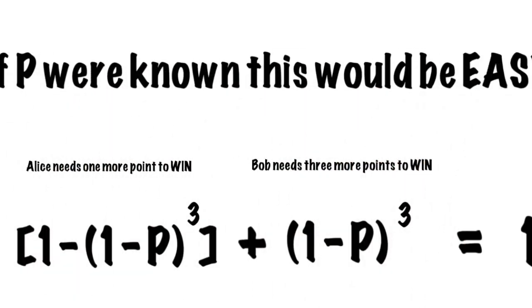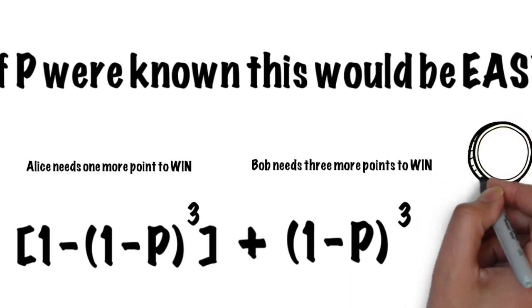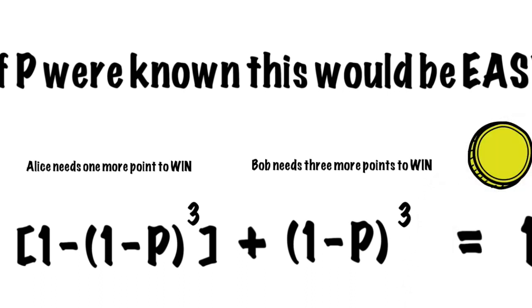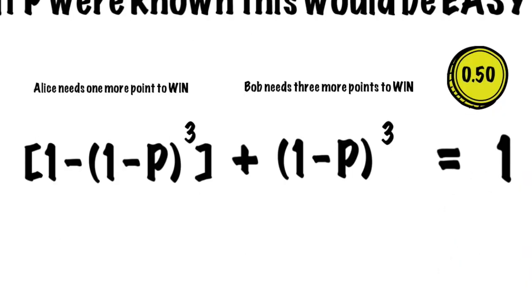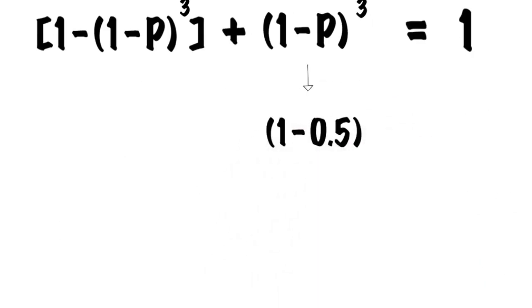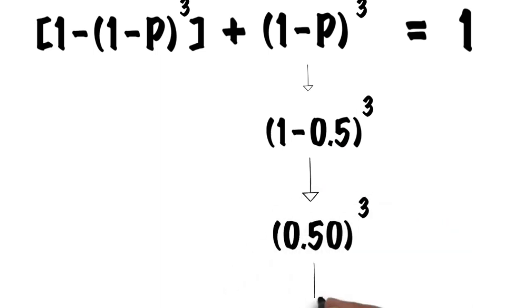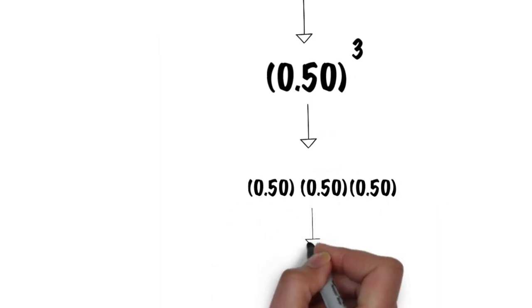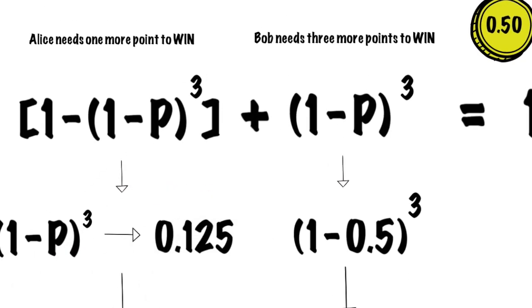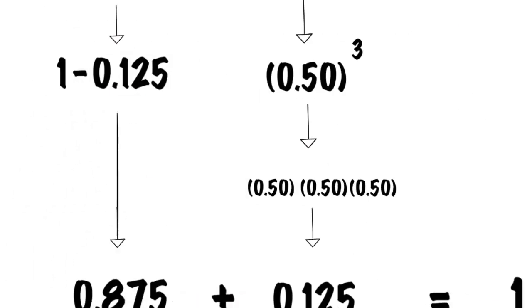For instance, if the mark were exactly in the middle of the table, or if this were the coin game where points were decided by flipping a fair coin, P would be 0.5. The probability that Bob would win would be (1 minus 0.5) cubed, or 1/8. The probability that Alice would win would be 7/8. Fair odds would be 7 to 1.